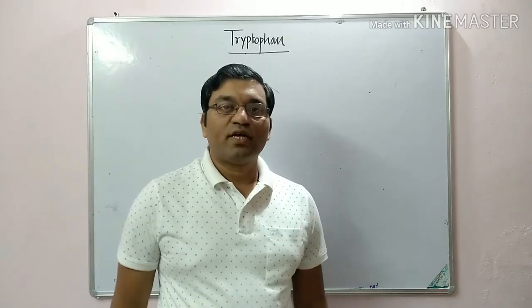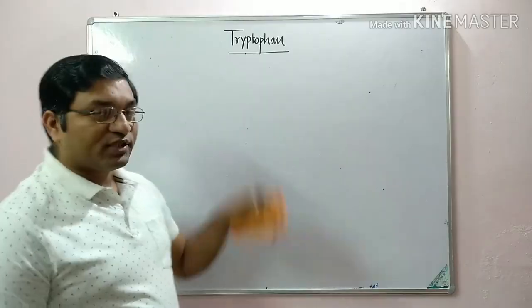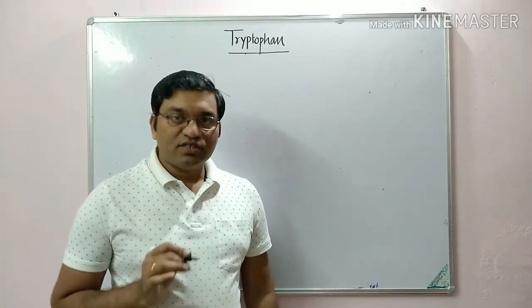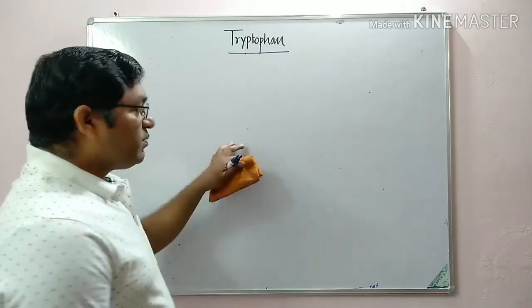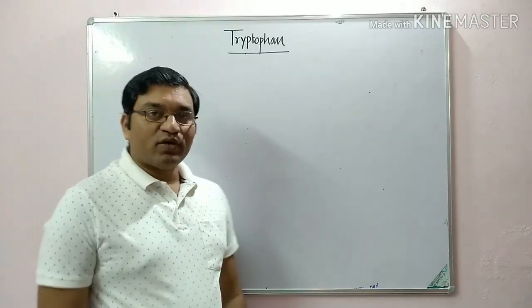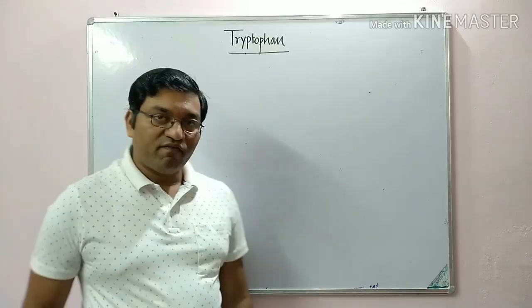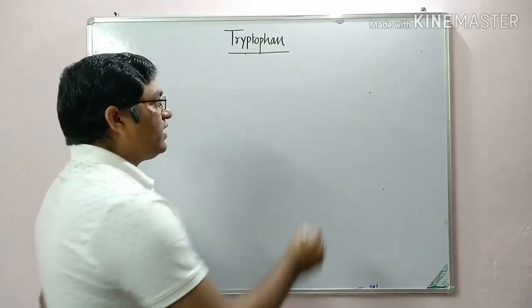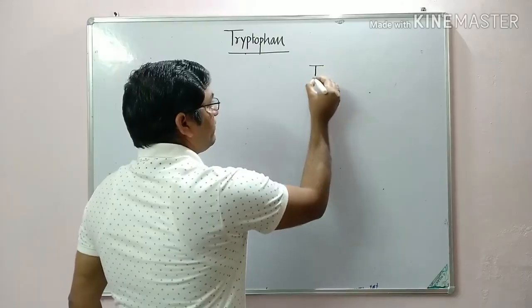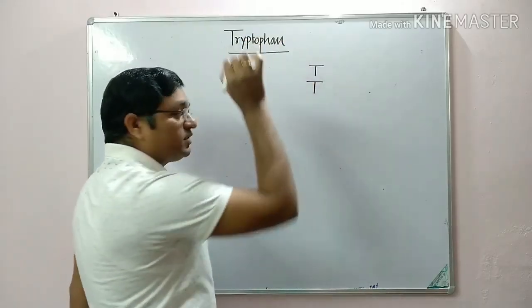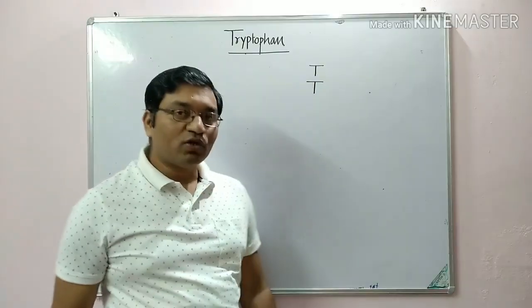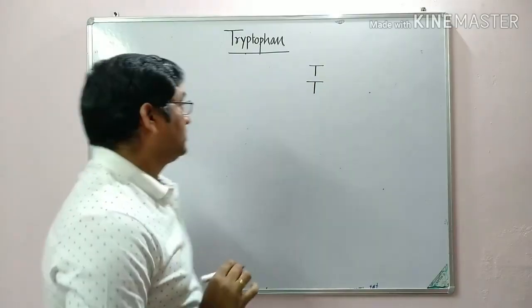Today we will discuss an important amino acid, that is tryptophan. It is an essential amino acid. Remember that among the 10 essential amino acids, the mnemonic is "MAT WILL FLY". In this mnemonic, there are two T's. One is for threonine and another is for tryptophan. There is no tyrosine in the essential amino acids.